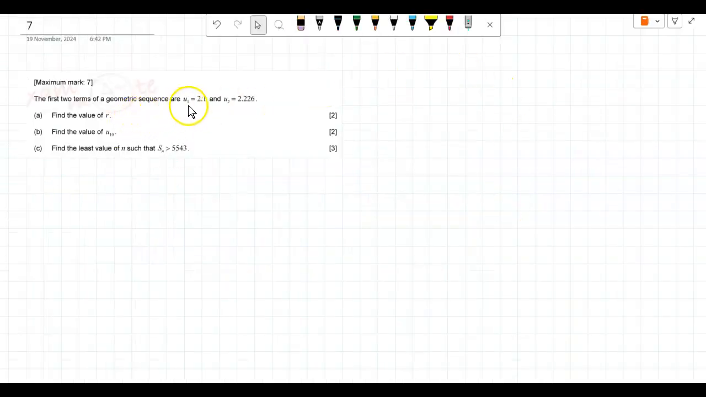Now this is also a direct sum. The first term is given, the second term is given. You have to find out r, but obviously use a calculator please for this. Find the value of U10. Again use a calculator. Find the least value of n for which your Sn is greater than 5543. Okay, so calculator, paper 2.